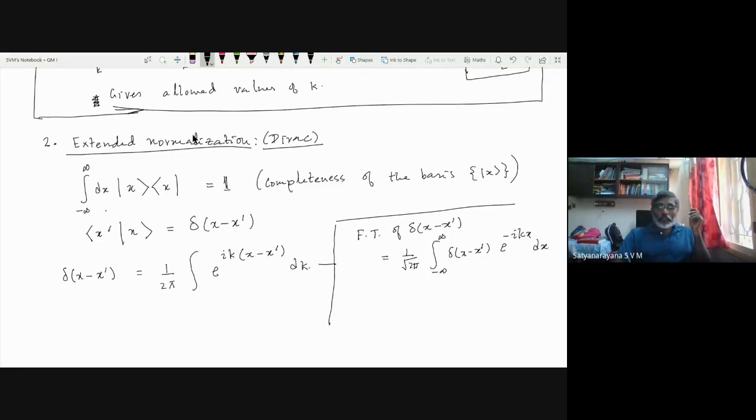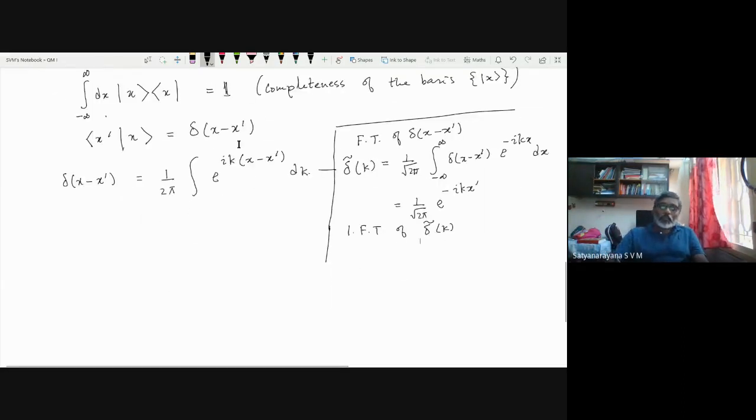Okay, so let us call that delta tilde of k. But that is equal to 1 over square root of 2 pi into e to the power minus ik x prime. With the delta function, in the integration, wherever x is there, you have to put x prime. Okay, so now let us ask, what is the inverse Fourier transform of delta tilde of k? That is equal to 1 over root 2 pi, integral from minus infinity to infinity of delta tilde of k into e to the power ikx dk. But delta tilde of k is given by this, and what should this be equal to? Because we have taken the Fourier transform and its inverse, this has to be equal to the Dirac delta function.